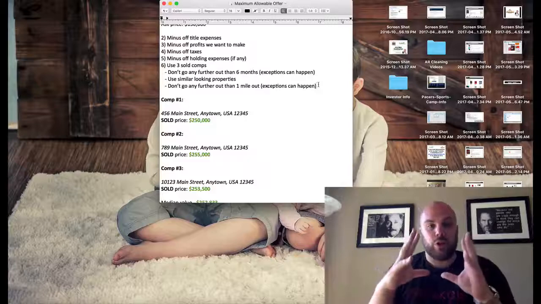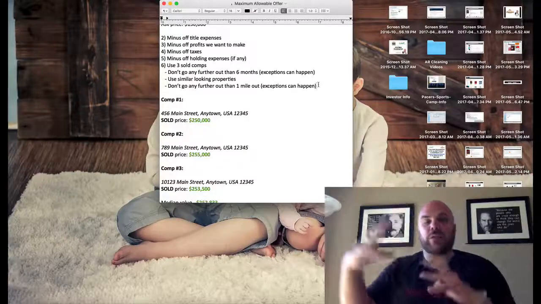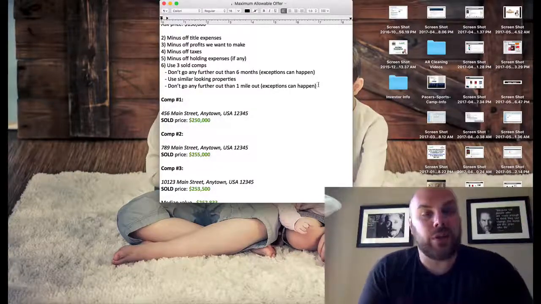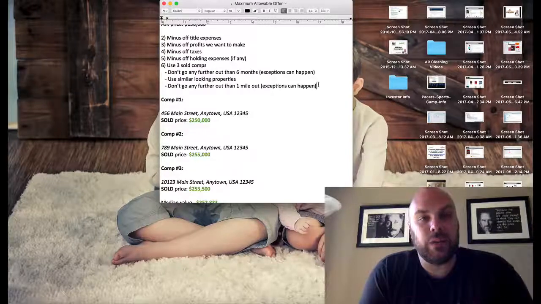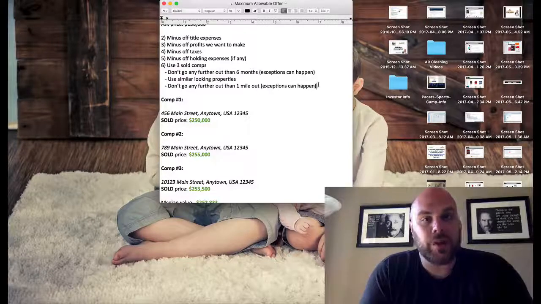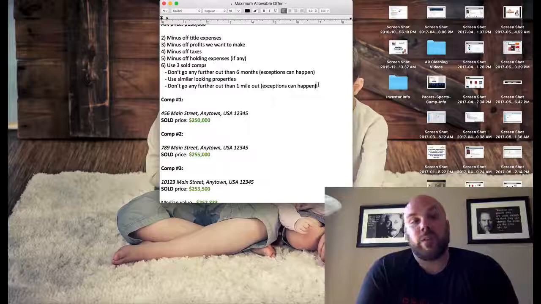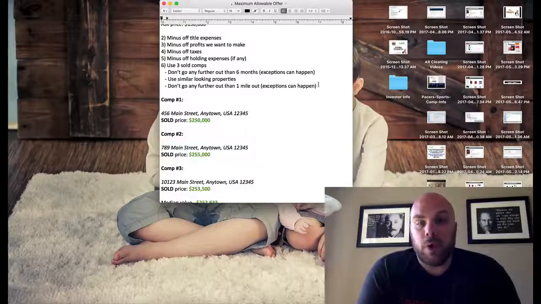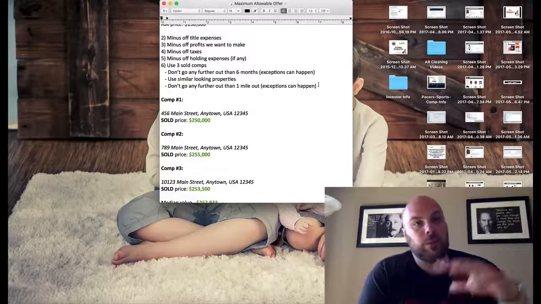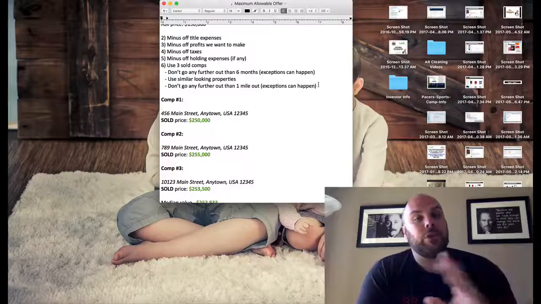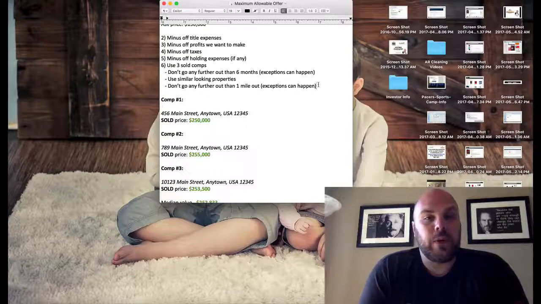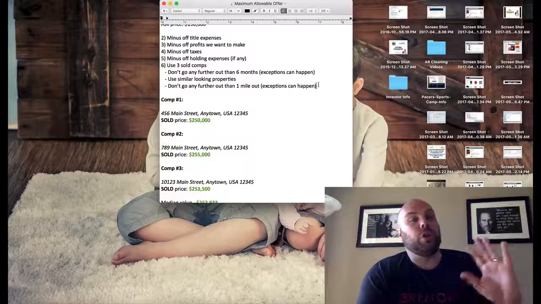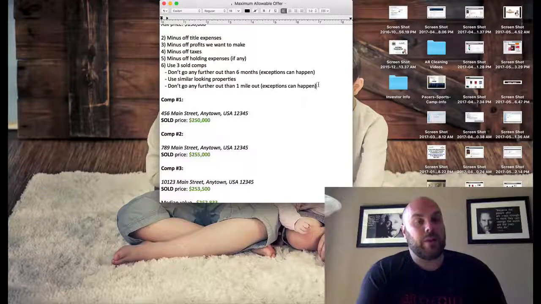If you're in a good block, you don't want to go outside the block. You may go outside the block depending on if you need those comps or not. Some areas might not have anything sold in a long time. Maybe people aren't selling, so you may need to go a little bit further out. But again, make sure you're looking at 3-bedroom, 1-bath houses.